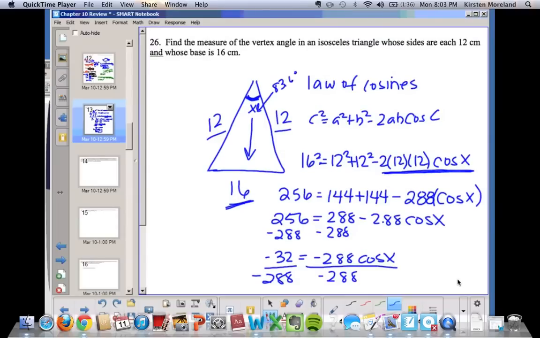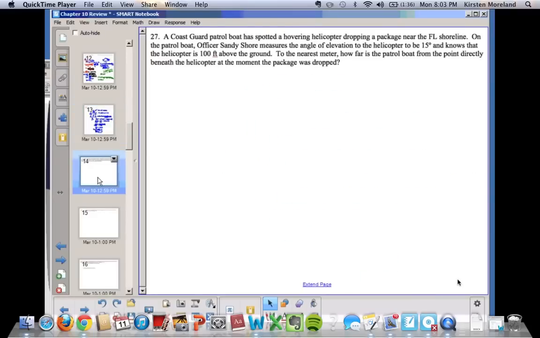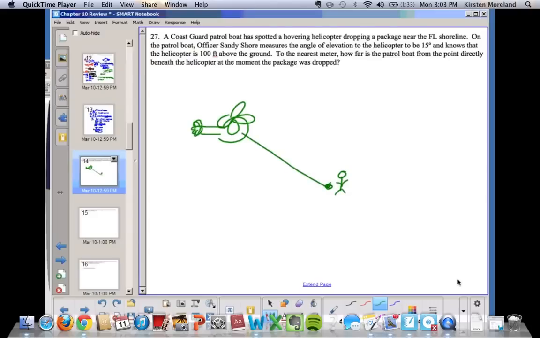All right. Now we're going to move on to our next word problem, which is about a Coast Guard patrol boat has spotted a hovering helicopter dropping a package near the Florida shoreline. So there's our helicopter. It's a lovely picture. I'm quite the artist. Right? And then it says, Officer Sandy Shore measures the angle of elevation to the helicopter to be 15 degrees. So Sandy's standing on shore over here. And the angle of elevation from Sandy, there's Sandy, is 15 degrees.